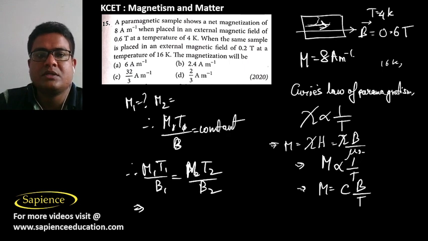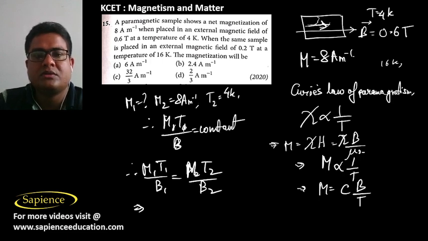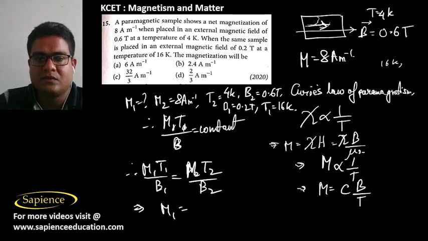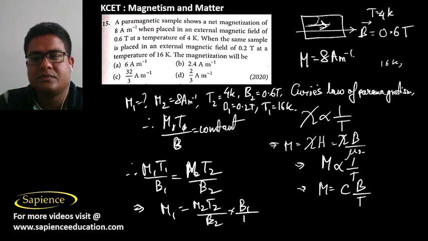where m2 is given as 8 ampere per meter, t2 that is temperature is 4 Kelvin, and the field b2 that is 0.6 Tesla, and b1 that is 0.2 Tesla, t1 that is 16 Kelvin. Therefore, m1 will be m2 t2 by b2 into b1 by t1.